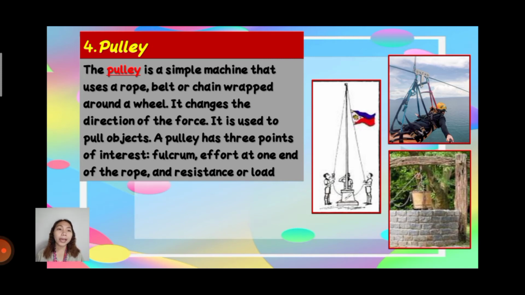A pulley has 3 points of interest: the fulcrum, effort, and the one end of the rope, and resistance or load. So, an example of it is the one attached to a flagpole. Have you seen a zip line? Okay? Those are examples of pulleys.